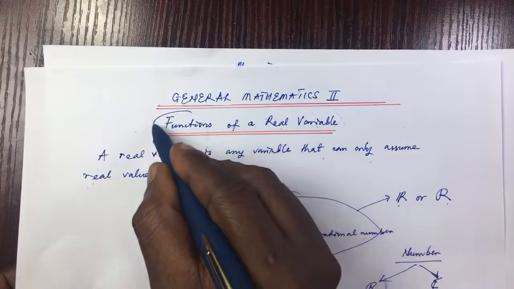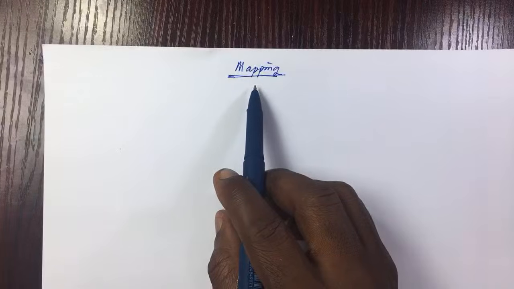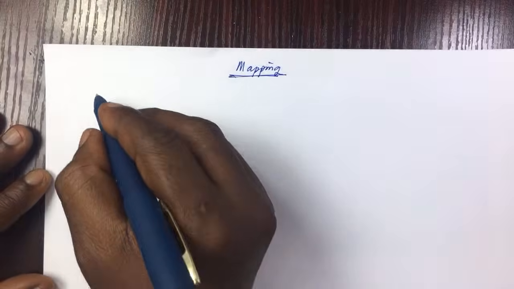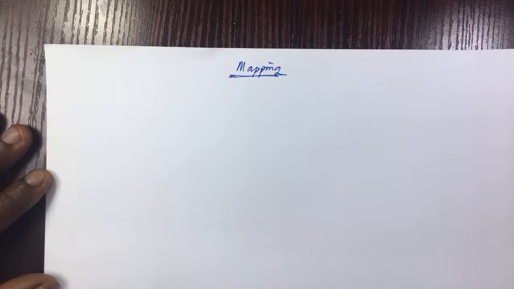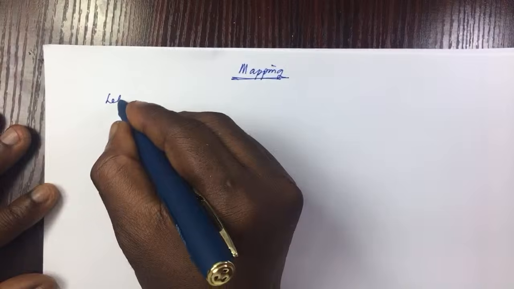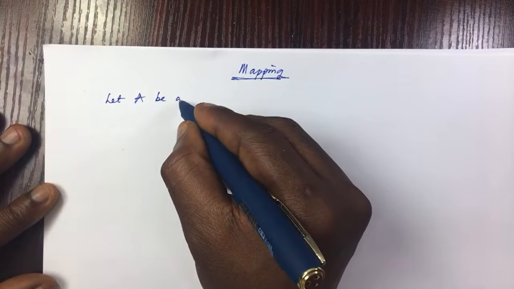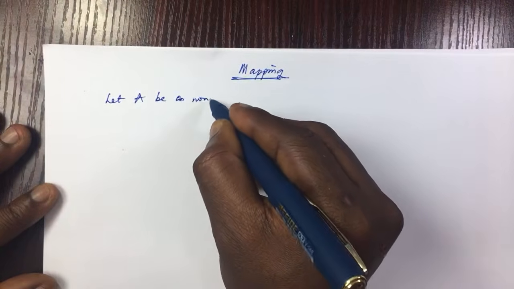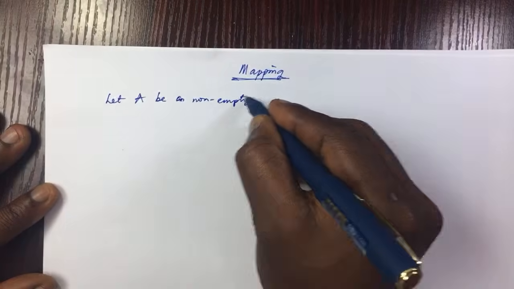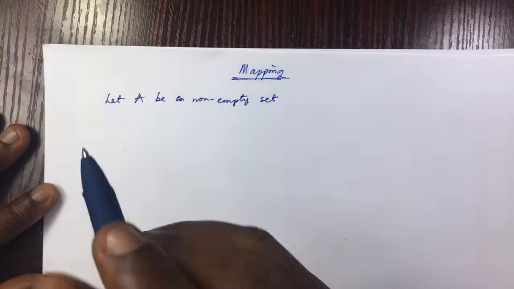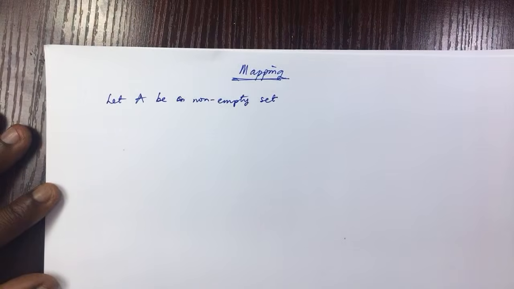So to understand this word function, we must first of all understand the word mapping. So the question is, what is a mapping? So I'm going to define a mapping for you, but that will start with talking about non-empty sets. So let's do this. Let A be a non-empty set. And by a non-empty set, we mean that there are elements in the set A. So the elements in the set A make A non-empty.